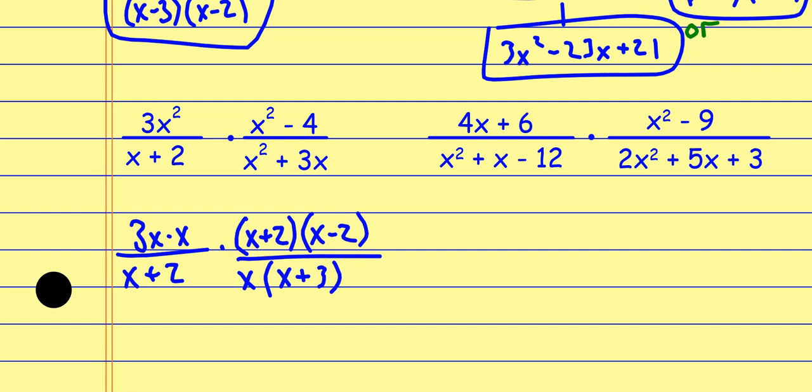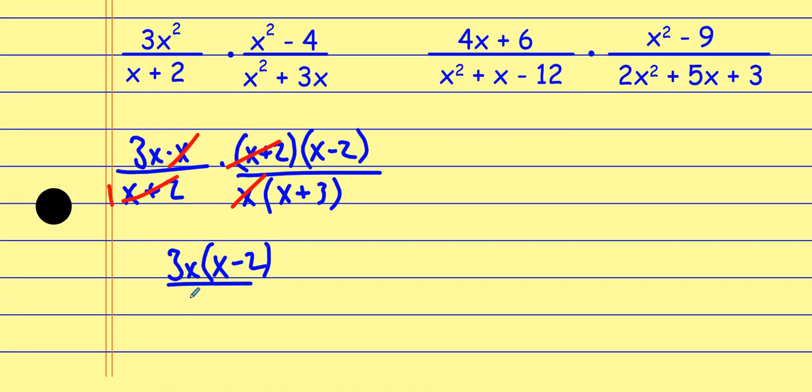And now I start canceling out and see one of the x's cancel. If you left it as an x squared, you would just reduce the x squared and the x to an x over 1. And then the x plus 2's cancel out. And again, anytime you cancel things out with division, you're left with 1, so there's like a 1 down here. But now I multiply straight across. That's a 3x times an x minus 2 over, looks like in the new denominator, I only have an x plus 3 left. Okay?